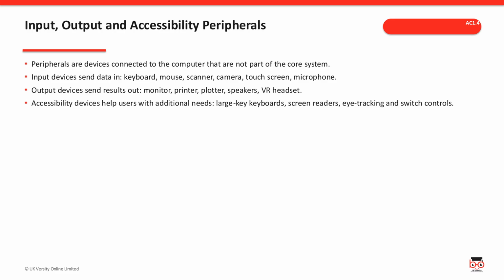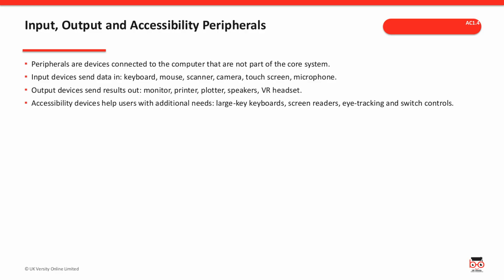Peripherals are all the devices you connect that are not part of the core system. Input devices send data in, your keyboard, mouse, scanner, camera, touchscreen, or microphone. Output devices send results out, the monitor, printer, plotter, speakers, even a VR headset.